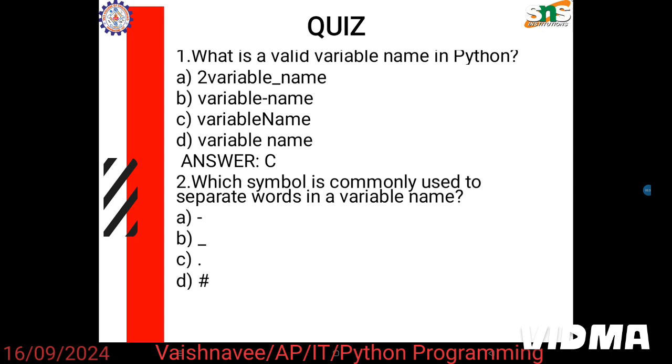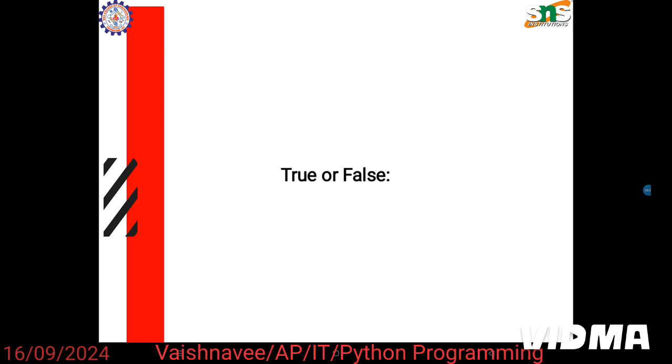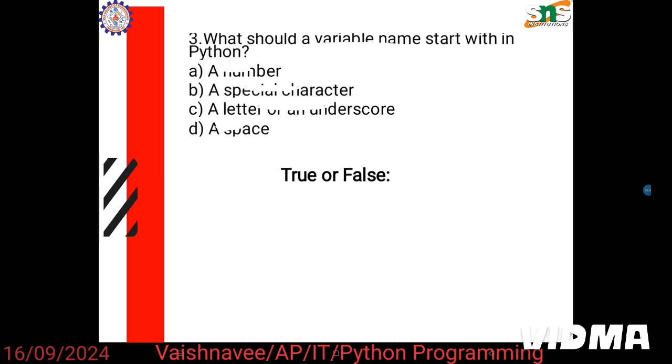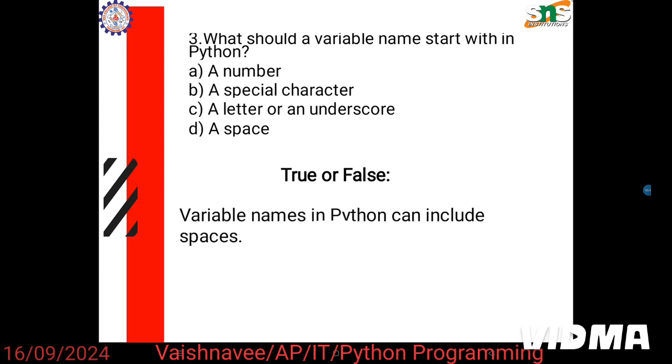Which symbol is commonly used to separate words in a variable name? As we saw previously, we can use only underscore. So B is the answer. Now see, what should a variable name start with in Python? As you all know, a variable name can start with a letter or an underscore. The answer is C.